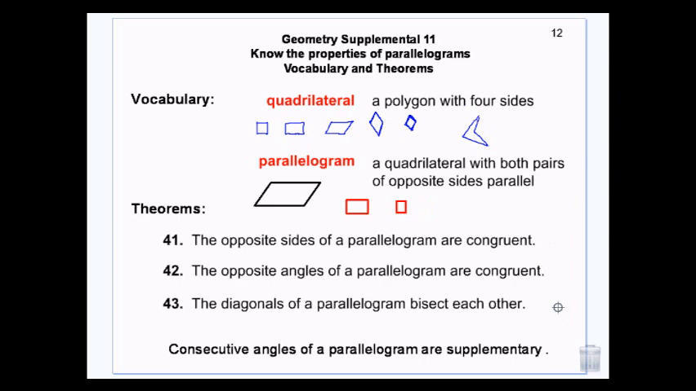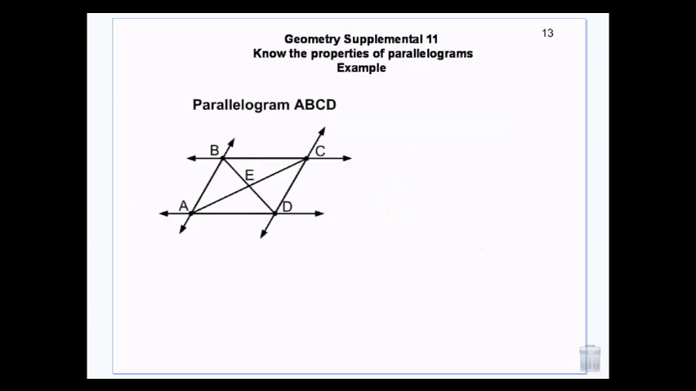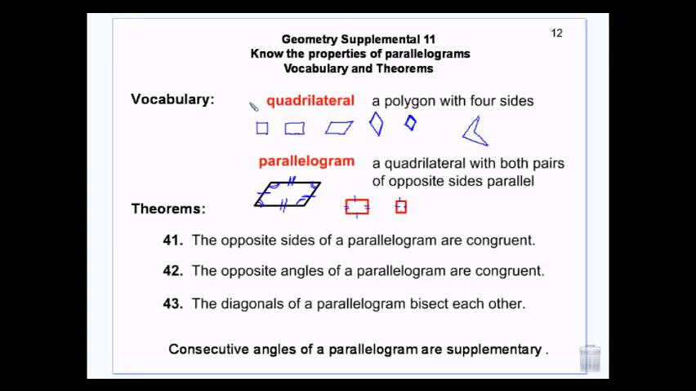Okay. All right, so if I draw a parallelogram, opposite sides of a parallelogram are congruent. Opposite angles of a parallelogram are congruent. And the diagonals of a parallelogram bisect each other. I'm going to label all that over here.